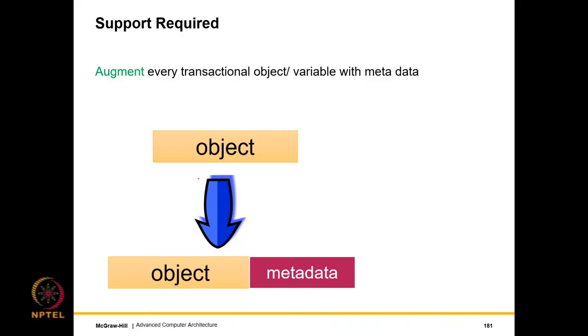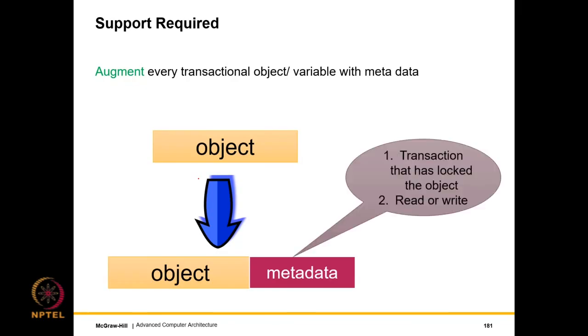So what is the basic support that is required? The basic support that is required is that we augment every transactional object or every variable with some degree of metadata. This basically means that if there is some metadata associated with an object, we can keep track of its state and also use that metadata to detect conflicts. Along with detecting conflicts, we can also lock variables, and this can be used to stall other transactions. So we can also associate a lock with the metadata.